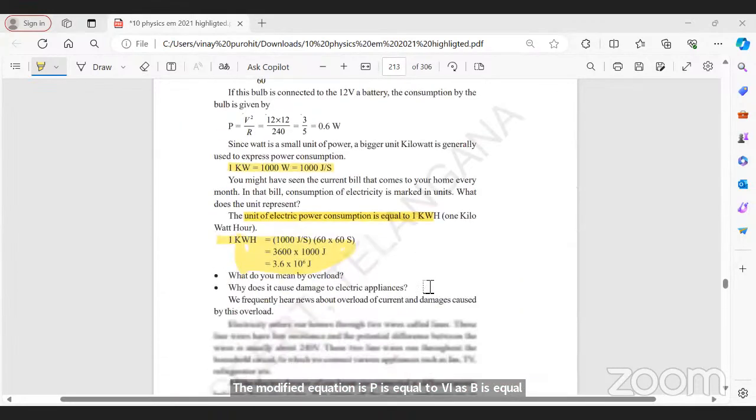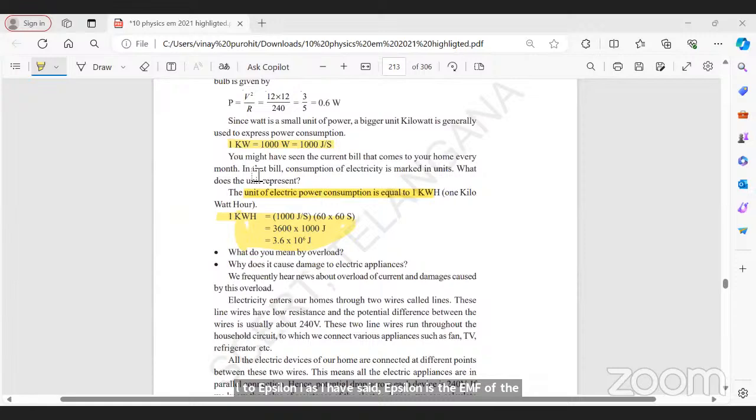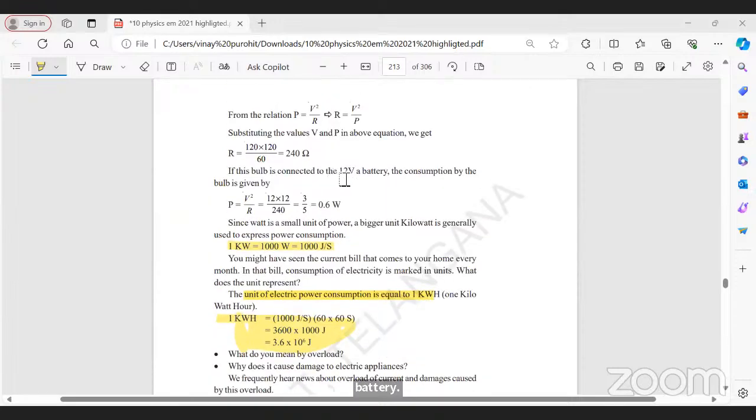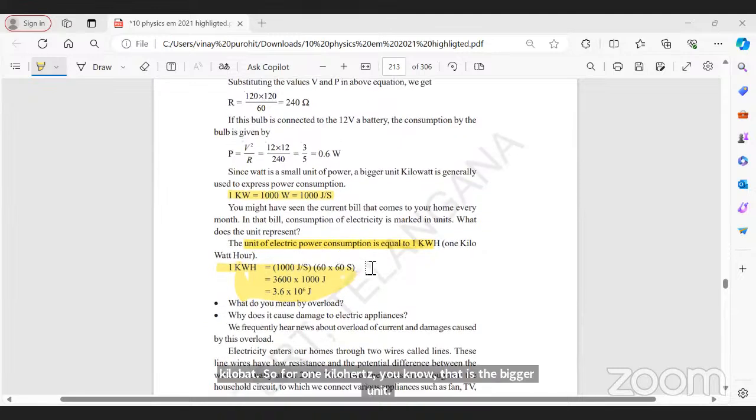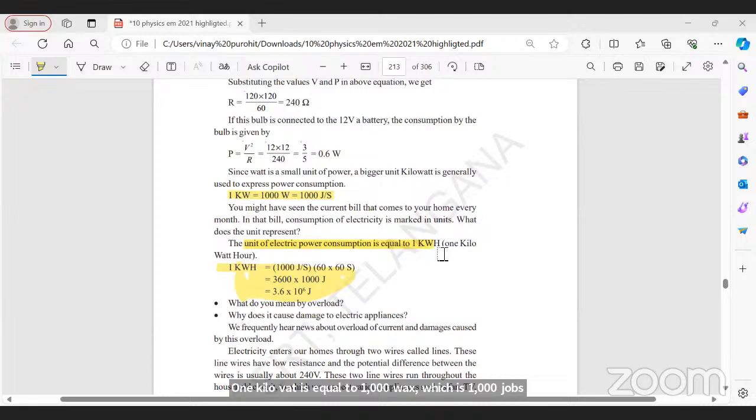So please underline. The unit of power is watt. Kilowatt is the bigger unit. 1 kilowatt is equals to 1000 watts, which is 1000 joules per second. And the unit of electric power consumption is 1 kilowatt hour, which is equals to 3.6 into 10 to the power of 6 joules.